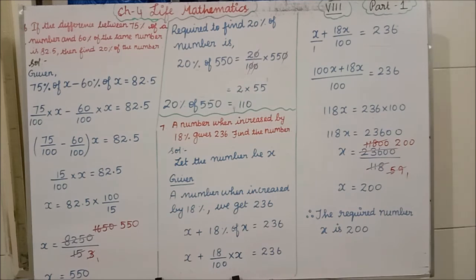Clear? Now we'll start the 7th question. A number when increased by 18% gives 236. Find the number.